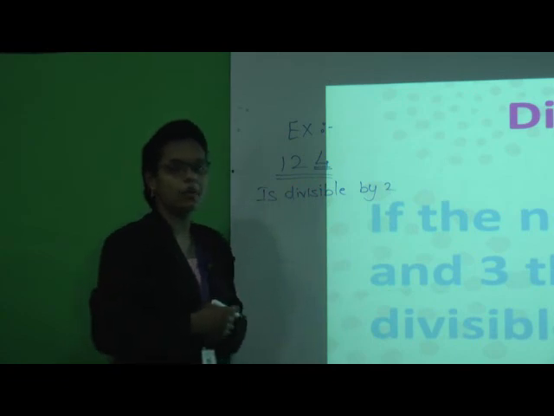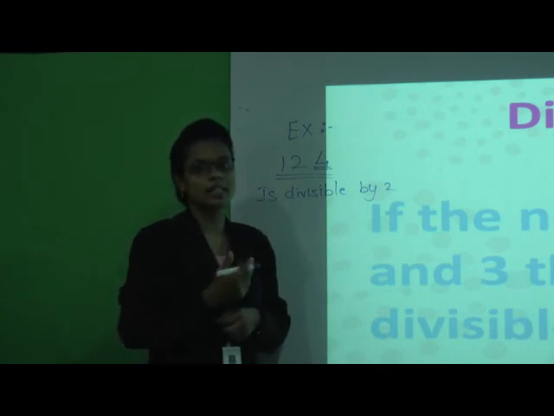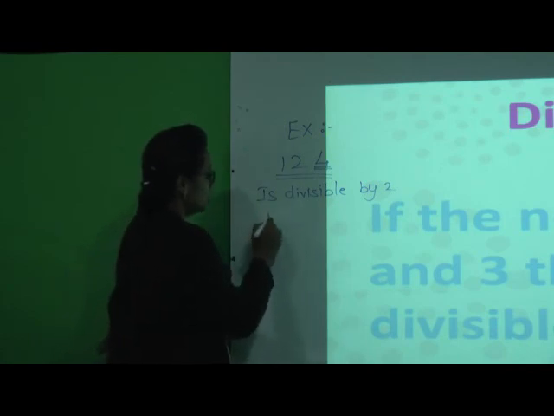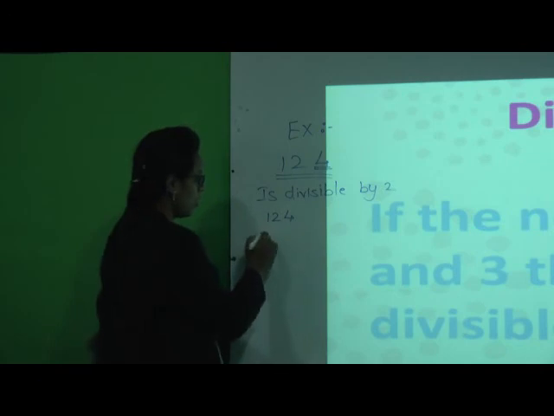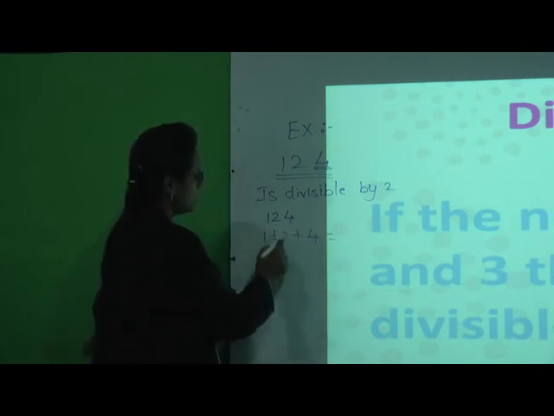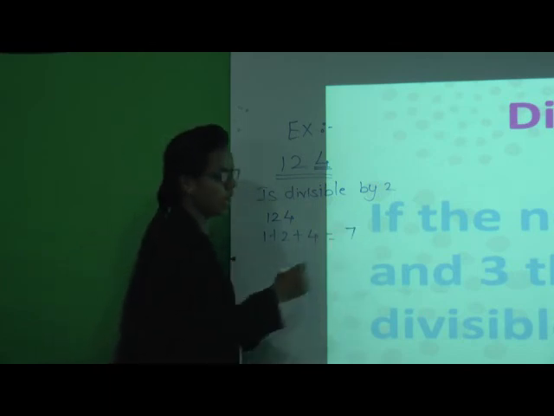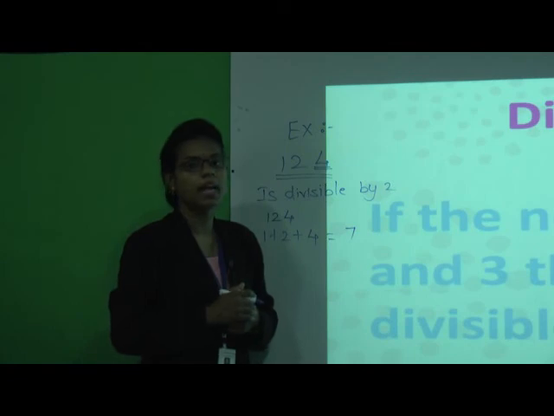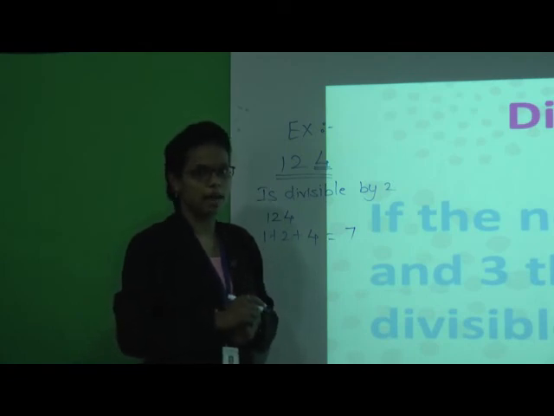Okay, now we have to find whether the given number is divisible by 3 or not. So we have to find the addition. 1 plus 2 plus 4: 4 plus 2 is 6, plus 1 is 7. Now the addition is 7, which is not divisible by 3.